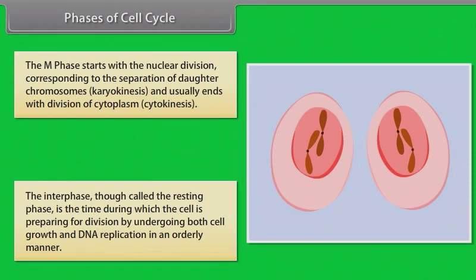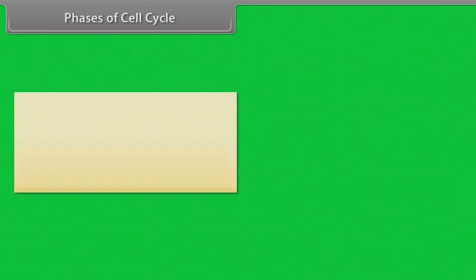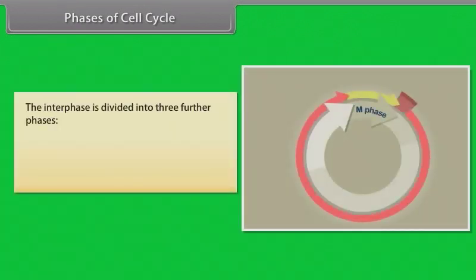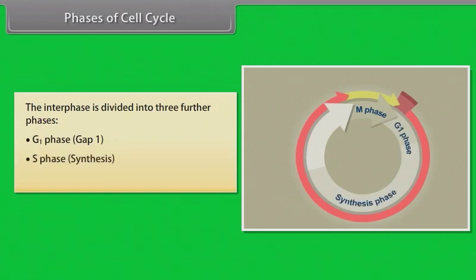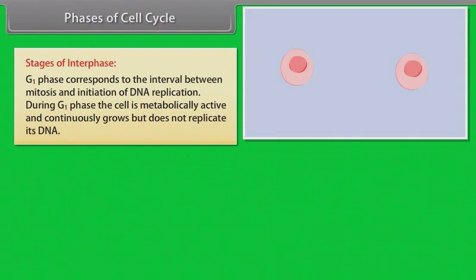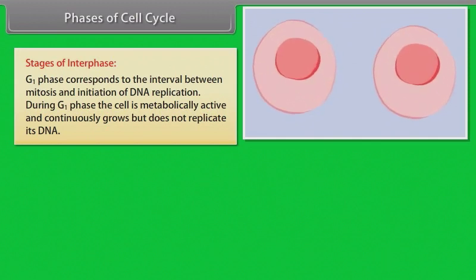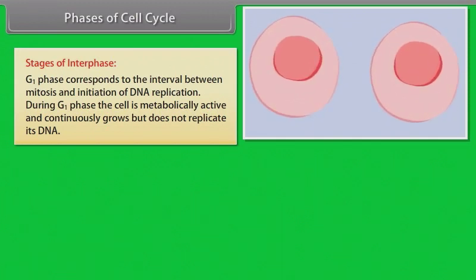First, let us know about various stages of interphase. The interphase is divided into three further phases: G1 phase or gap 1, S phase or synthesis phase, and G2 phase or gap 2. Now let us know each in detail. G1 phase corresponds to the interval between mitosis and initiation of DNA replication. During G1 phase, the cell is metabolically active and continuously grows but does not replicate its DNA.